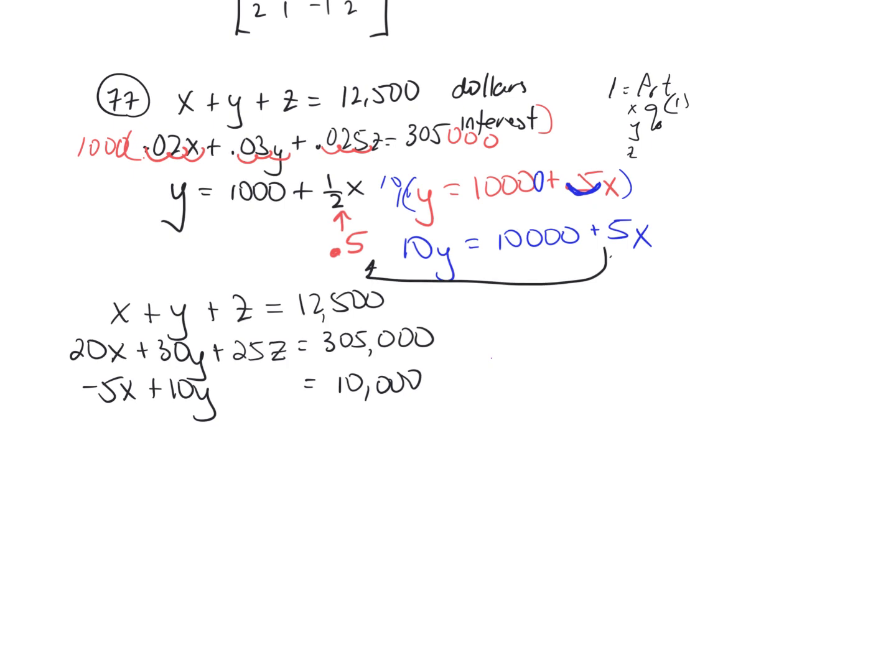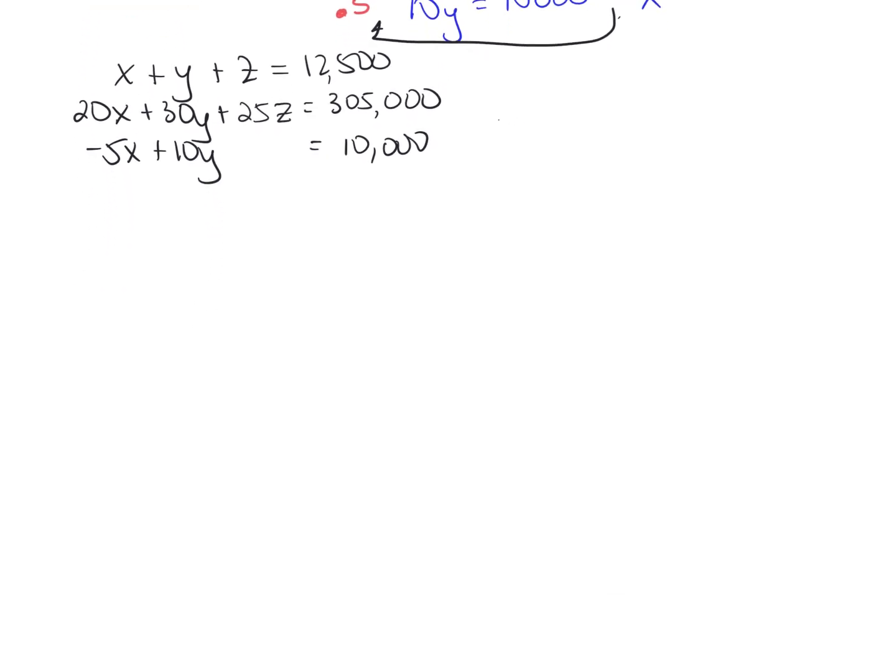Okay. What the heck does that do for us? I'm going to move this up. Make a matrix. So I have 1, 1, 1, 12,500. We're going to need a calculator, people. 20, 30, 25, 305,000. We've got negative 5, 10, 0, 10,000. Okay, now we're going to get it in the form. See what happens. Let me make that a little bit clearer. That's a 30.